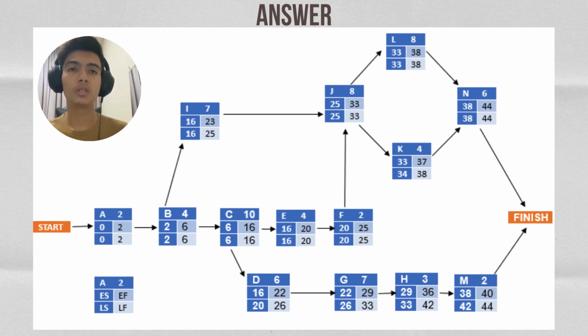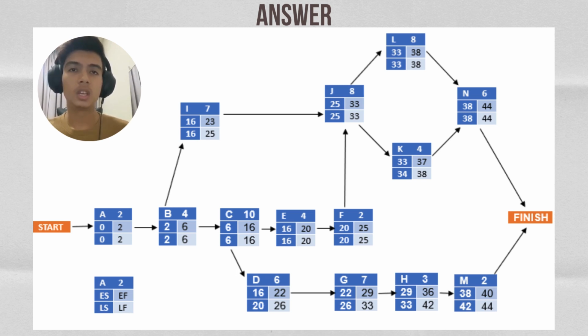Before we go to column J, we must look at the source of column J by looking at the arrow. So the sources are from I and F, and then we need to choose the biggest early finish number. So in this case we choose 25 because it is the biggest number. Next, we do the same method like we did before.